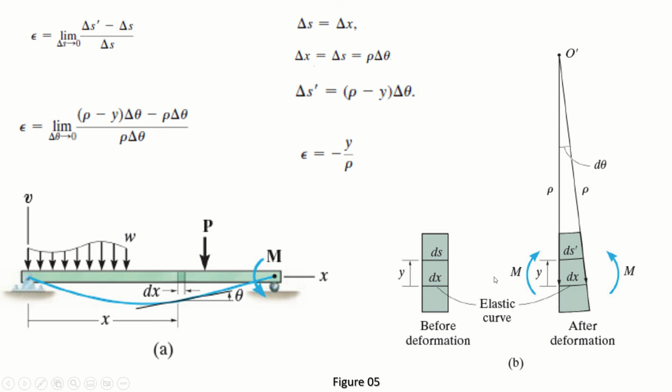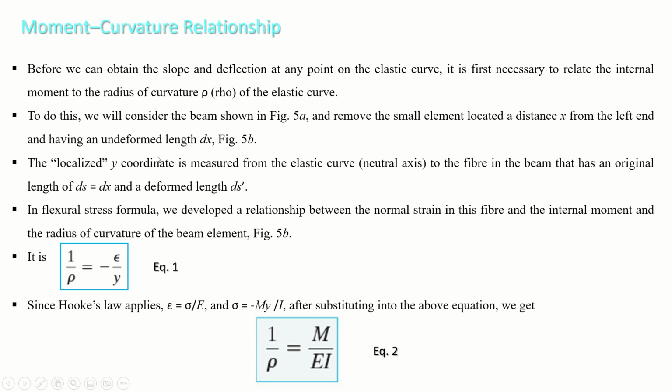Due to this bending, the bottom fibers are elongated and the top fibers are shortened. So this length is definitely less than this length, and this length is definitely greater than this length, but the dx which is at the neutral axis will remain the same. So this is your curvature and this is your radius rho. I just wanted to make you know what rho is.